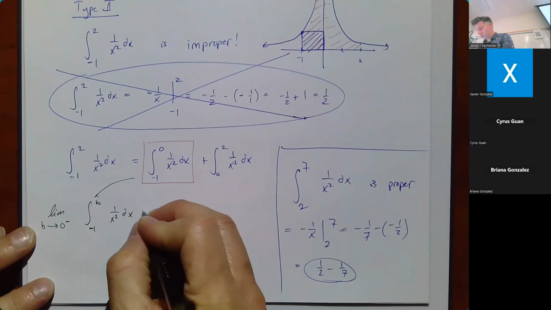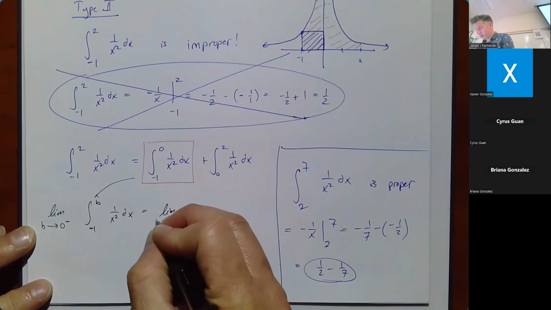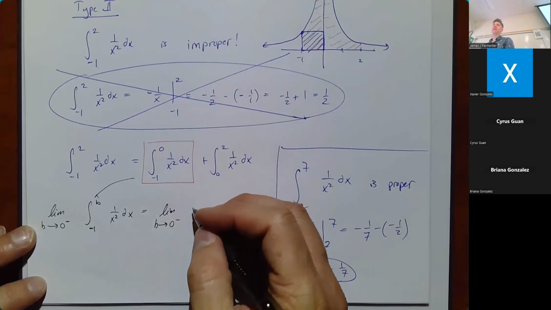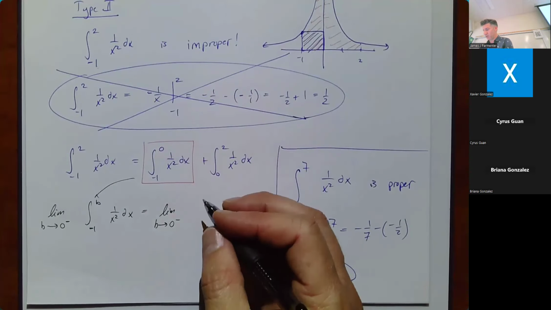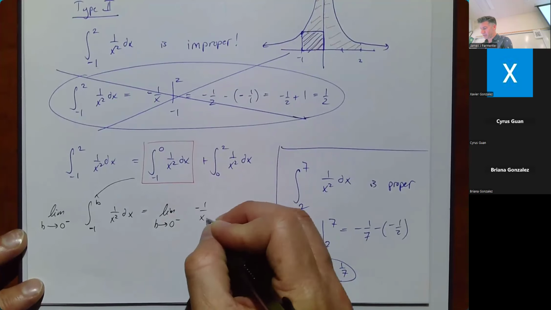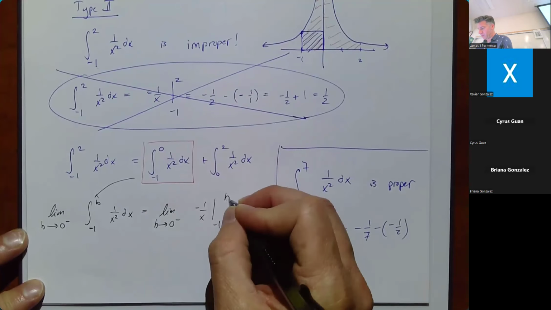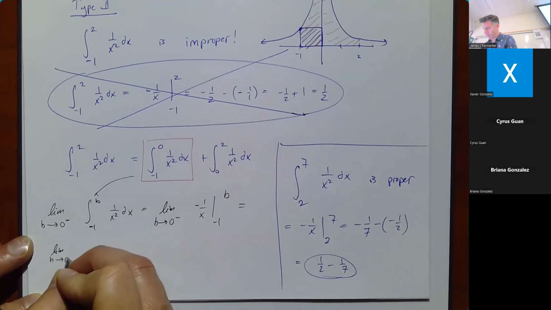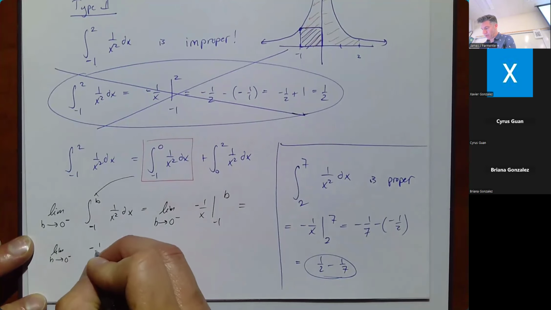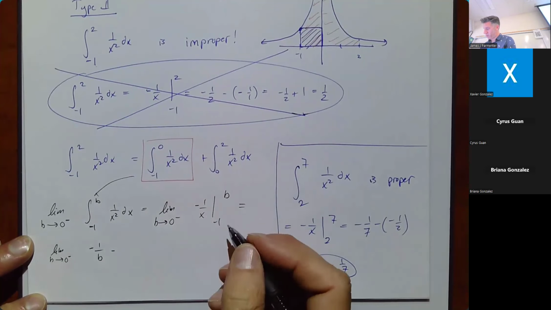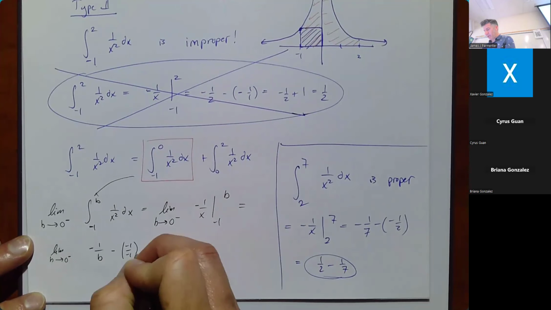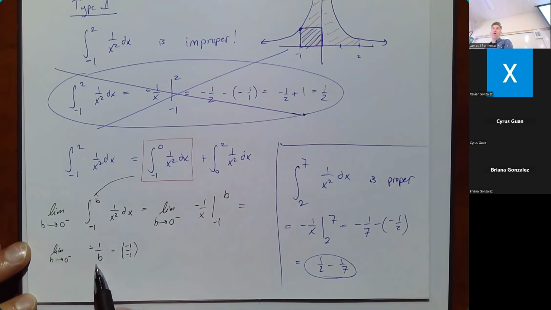So then we're going to do our usual thing. We have the limit as b approaches 0 from the left. We anti-differentiate. We've seen the antiderivative of 1 over x squared enough times to know that it's going to be -1 over x from -1 to b. We plug in. We get the limit as b goes to 0 from the left of -1 over b minus -1 over -1. So we end up getting -1 over 0, which is divergent.